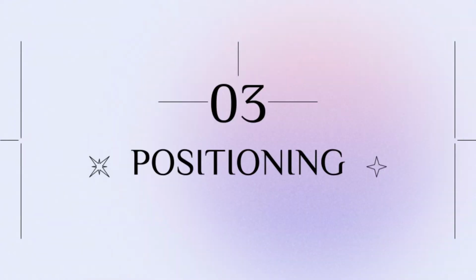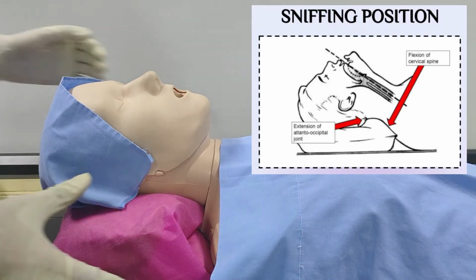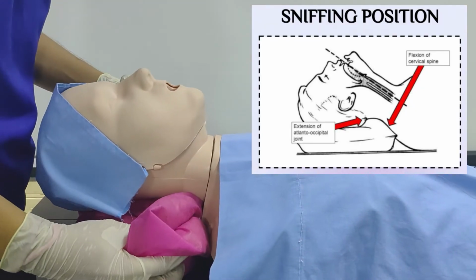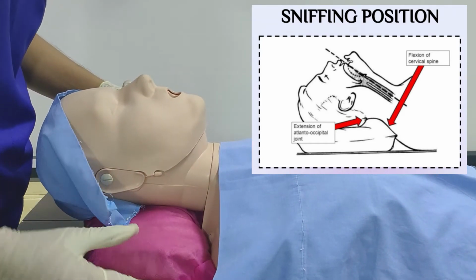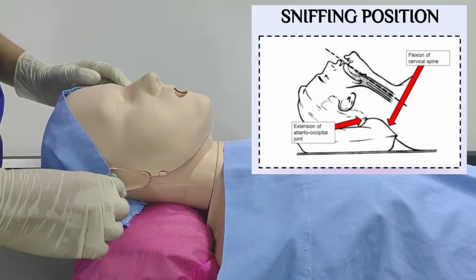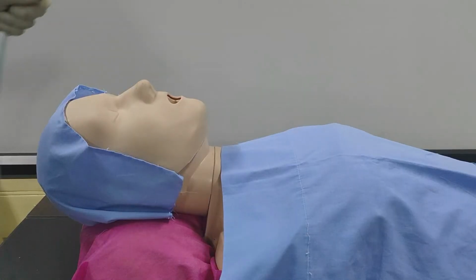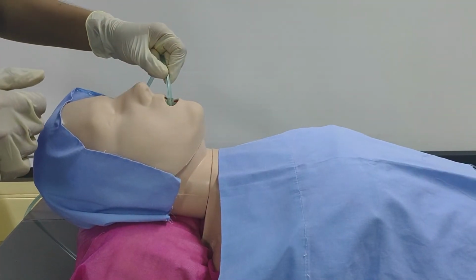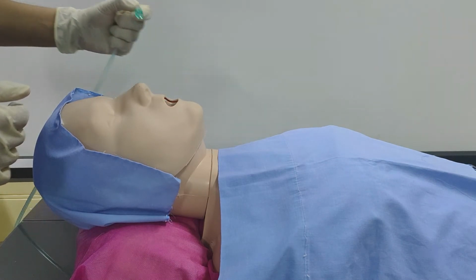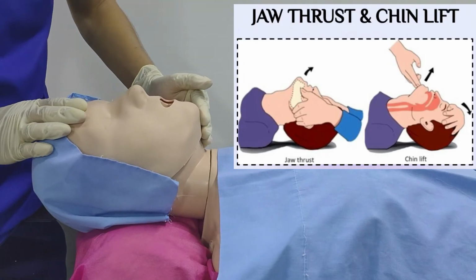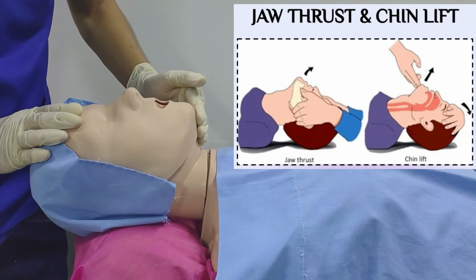Step 3. Positioning. Position the patient in a sniffing position using a towel or a pillow under the head, extending the neck to obtain a good line of vision on the oropharyngeal axis. Suction secretions that may obstruct the patient's airway. Perform chin lift jaw thrust maneuvers to displace the tongue anteriorly.